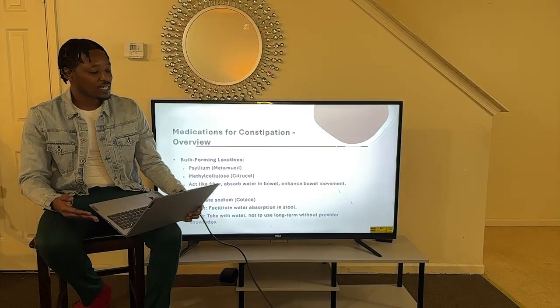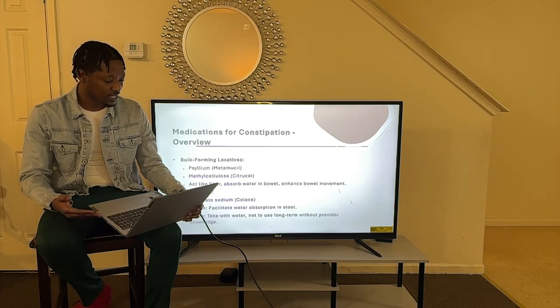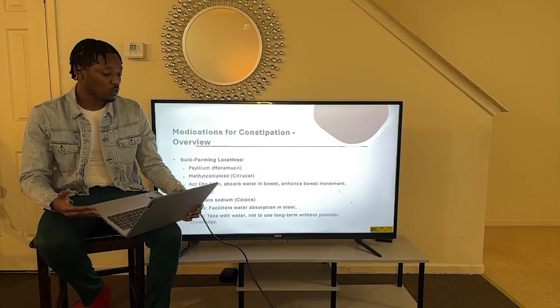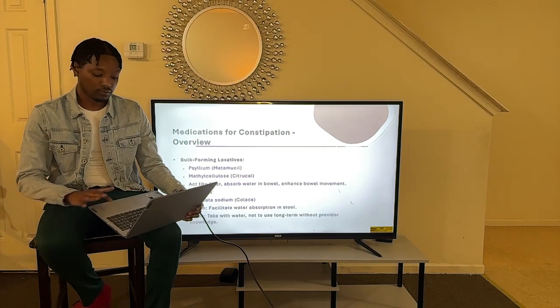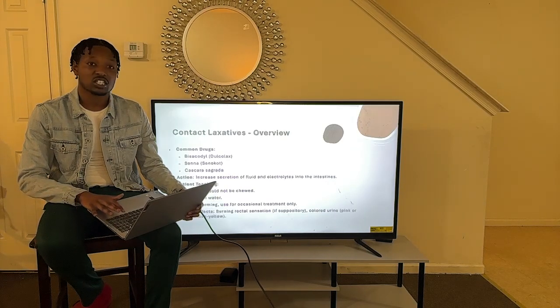Some medications to help with constipation would also include bulk forming laxatives such as Metamucil, which is psyllium, and methylcellulose, which is Citrucel, which acts like a fiber that absorbs water in the bowel to enhance bowel movement. You're also going to want to take some surfactants, which includes docusate sodium, which is Colace. The action of docusate sodium is to facilitate water absorption in the stool. You're going to want to teach the patient to take it with a full glass of water and not to use it long term without the provider's knowledge. All of these things are very important for medications for constipation.